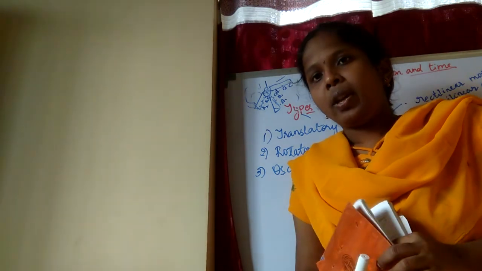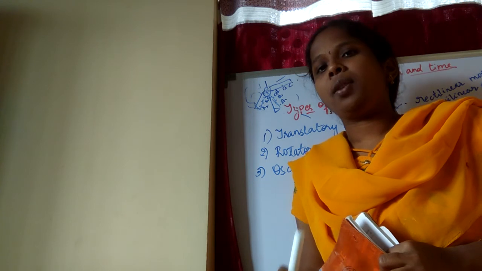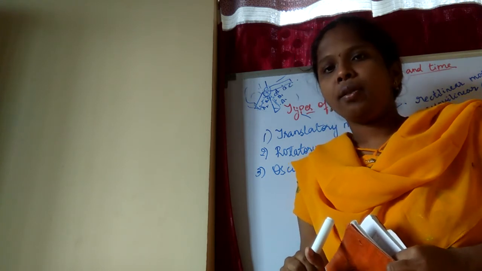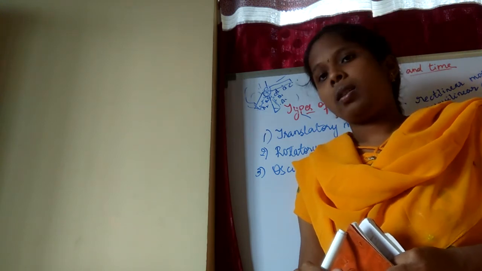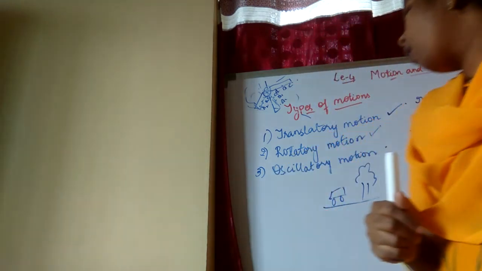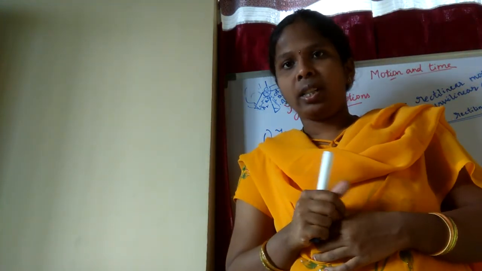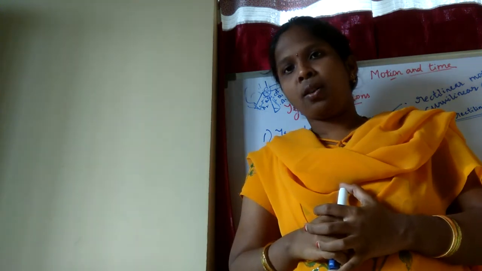So this is the example up to here. In today's class we have read two types of motion. What are they? Translatory and rotatory. In the next session we will discuss oscillatory motion. Up to here everyone is clear? Am I right? I hope everyone understood till here. If you are having any doubts, just ping me, then I will explain it again.